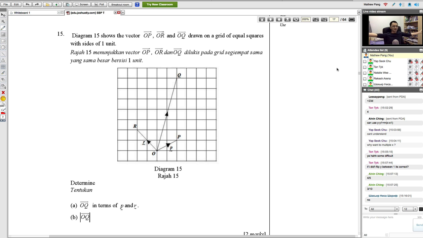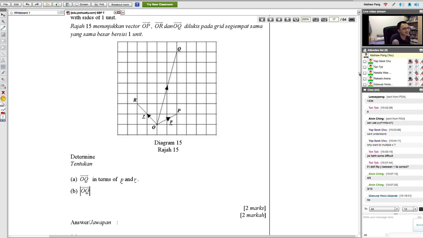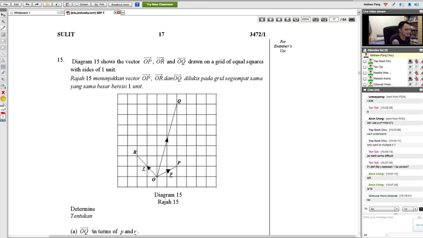Okay, so if no problem, then we will move on to 15. Okay, this one, 15, is just a 2-mark question. So basically you will need to see it, because there's no way you can calculate OQ. But I want you to see something like this, in order to find OQ.